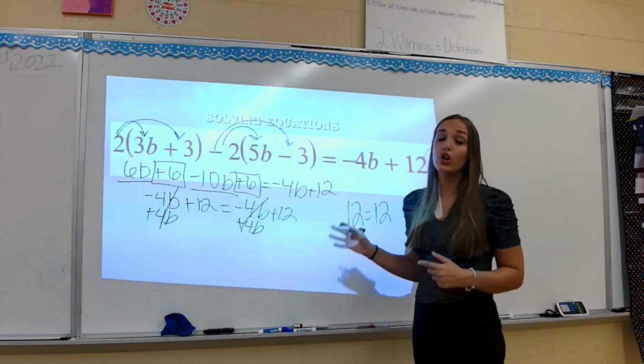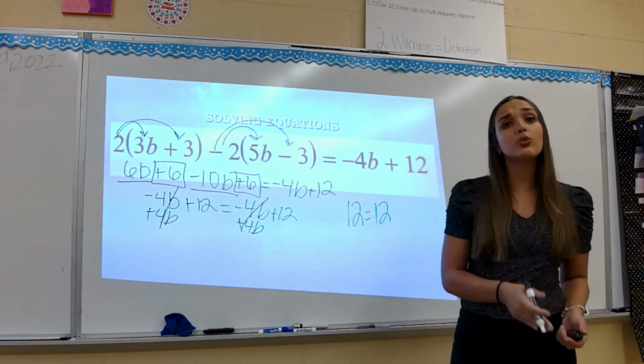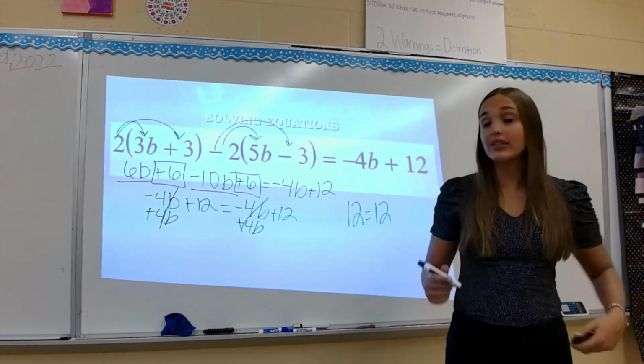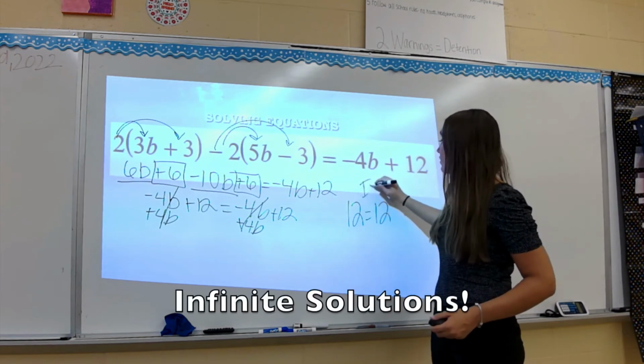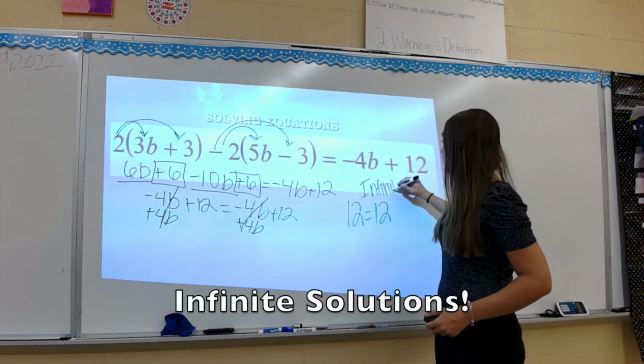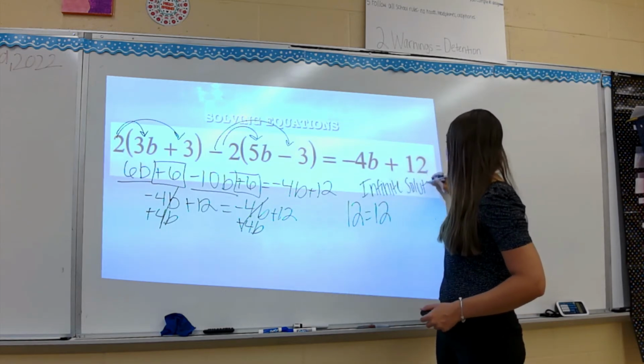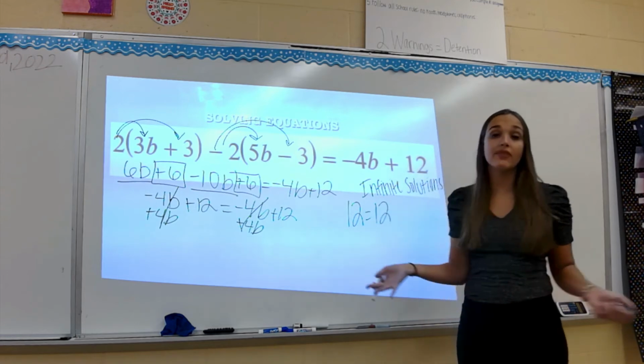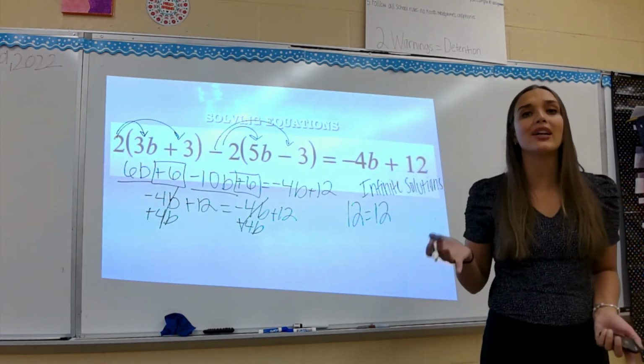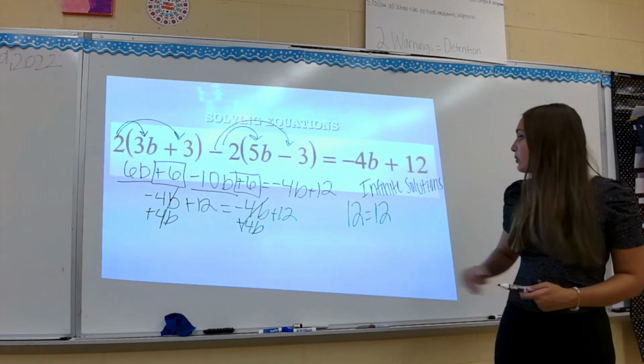And we have to think here, our variables canceled out. Does 12 equal 12? Yes. So the answer is going to be infinite solutions. Some books like to call it all real numbers. That's okay if you put all real numbers. It's the same concept. However, what if this was a 14?